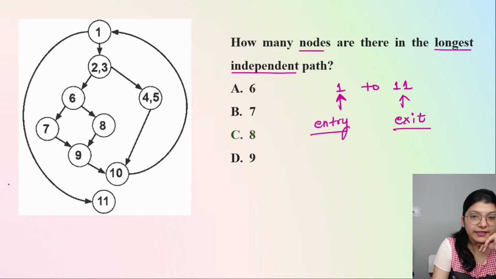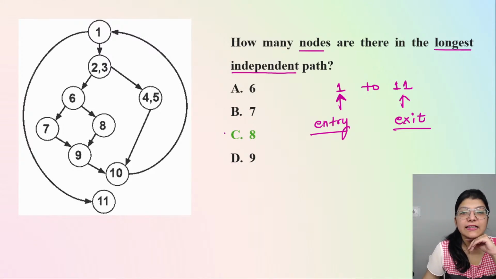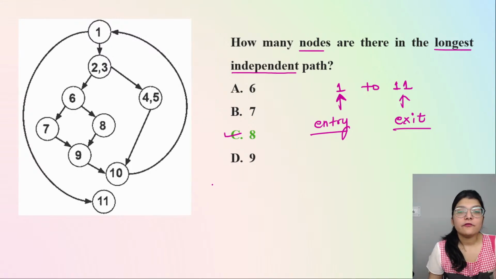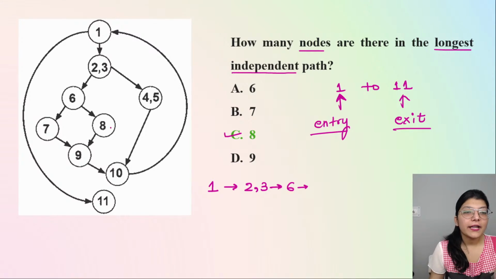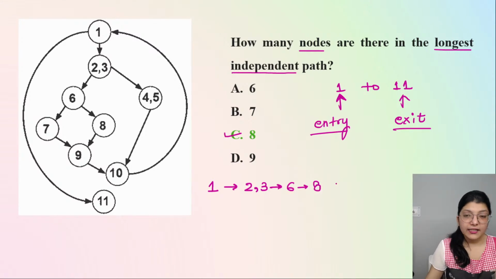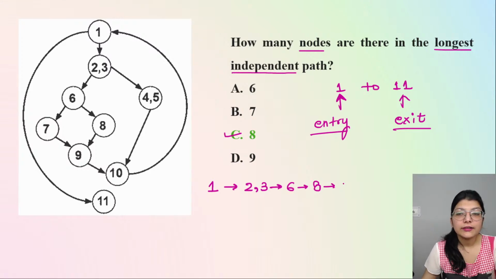Well, let's see. The correct answer is option number C, that is 8. Now, how come we have 8? Okay, now everyone look here. If I go from 1, 2, 3, then I am going to 6, then I am going either to 7 or to 8. I have an option, so I chose 8. Then I go from 8 to 9.